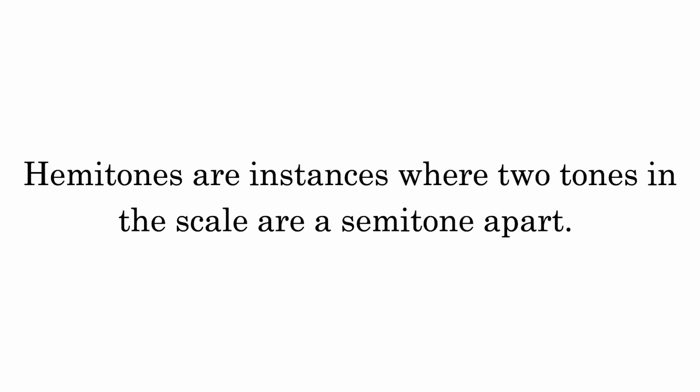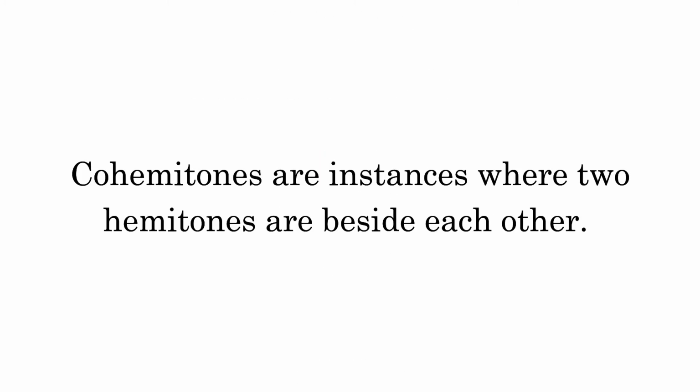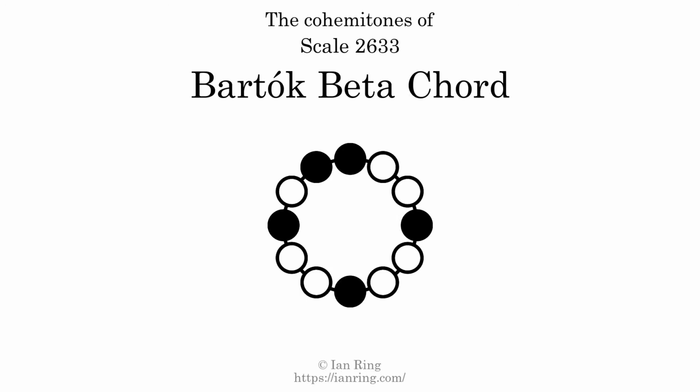Hemitones are instances where 2 tones in the scale are a semitone apart. This scale has 1 hemitone here. Cohemitones are instances where 2 hemitones are beside each other. This scale has no cohemitones.